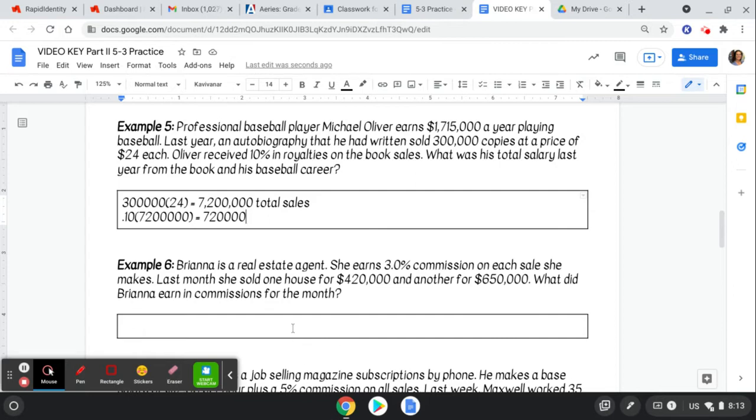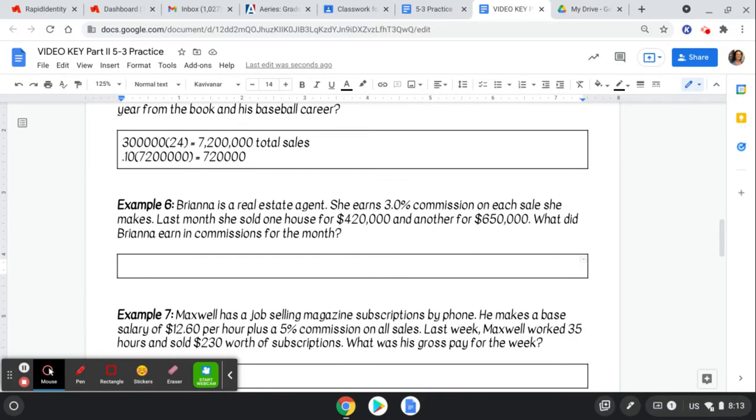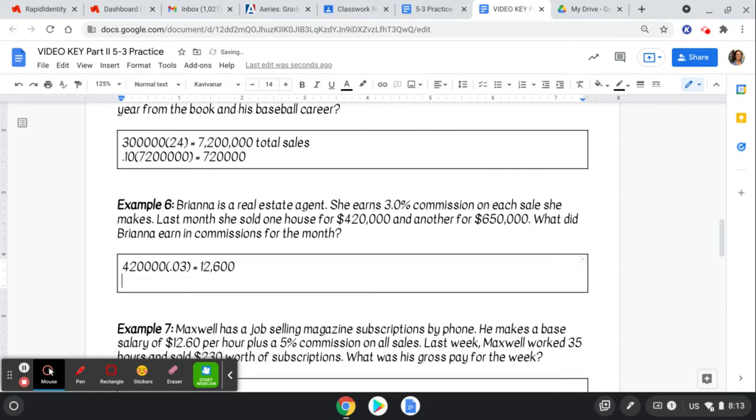Okay, Brianna's a real estate agent. She earns 3% commission on each sale that she makes. Last month she sold one house for 420,000 and another for 650,000. So you can do this in two ways. You can do each sale transaction, 3% of each. So 420,000 times 0.03. It means she made 12,600 on this house, and then 650,000 times 0.03.